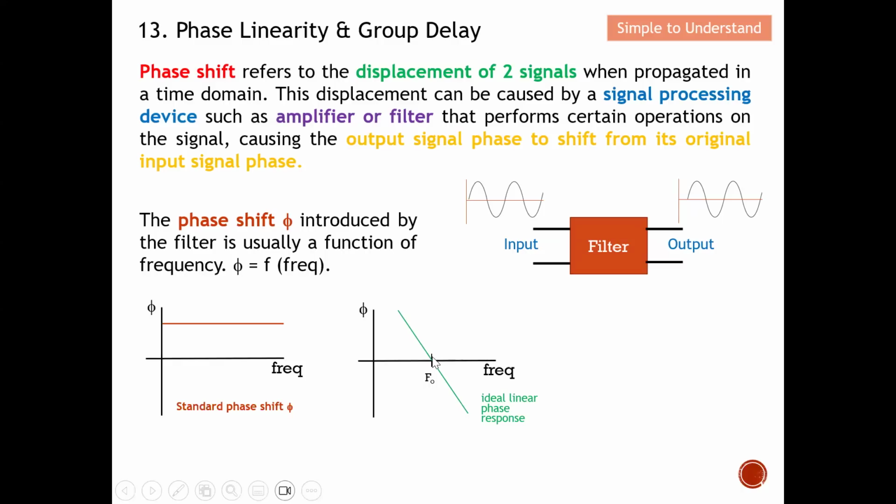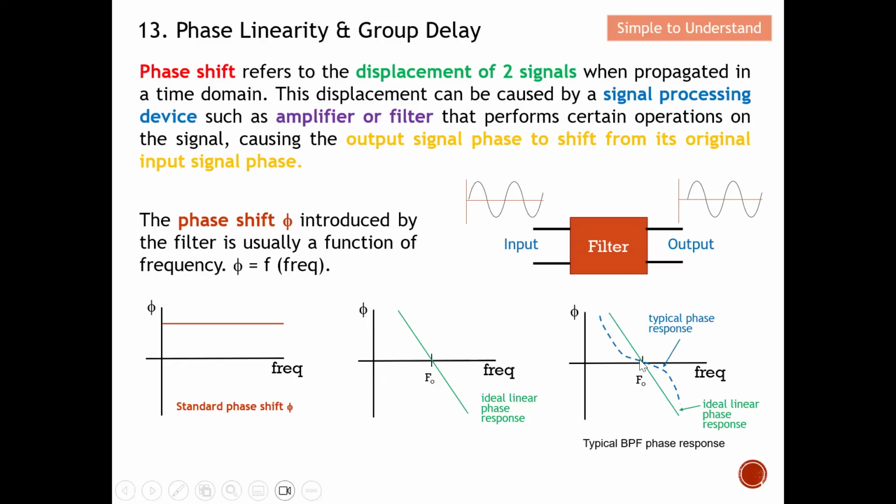Again, after that, when they reach F naught, they reduce further over here. So you can see that different frequencies will cause different phase shift effects. As I mentioned, this is the ideal world, but in the practical world, we have this form. It's less predictable, and this is the typical bandpass filter phase response. So this is the definition for phase linearity.